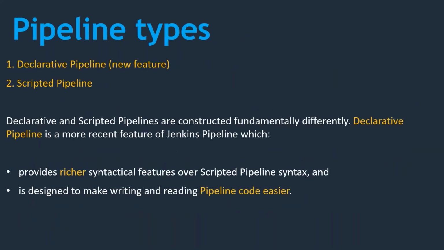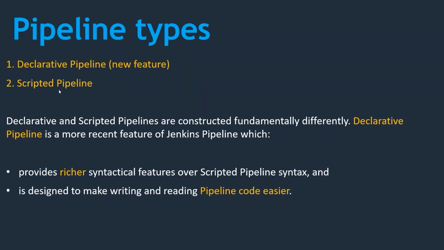Next, pipeline types. There are two kinds of pipelines. One is declarative pipeline, another one is scripted pipeline. Declarative pipeline is a new feature they have recently introduced. Before that, we had only scripted pipeline, where you need to write the script. But to write the script, you should have Groovy and JavaScript knowledge. Otherwise, you cannot write it.